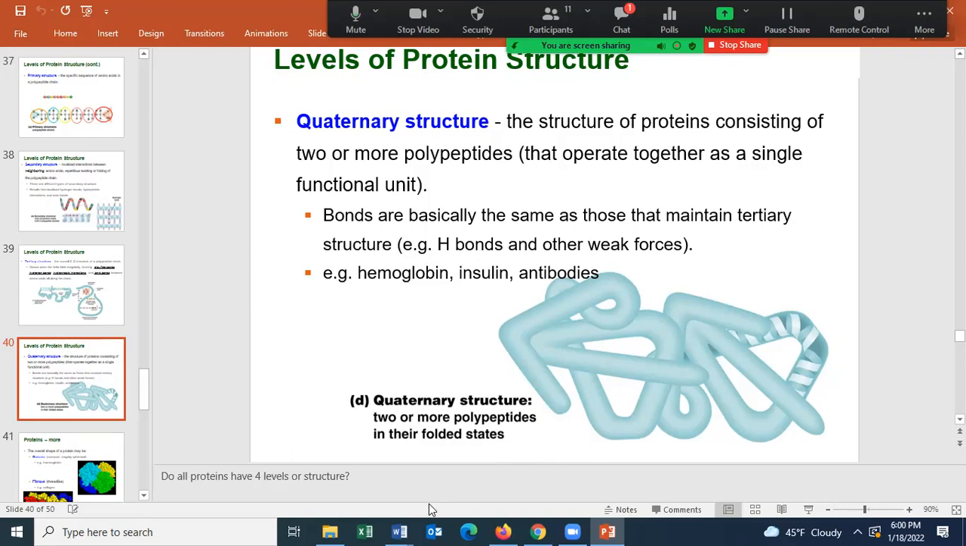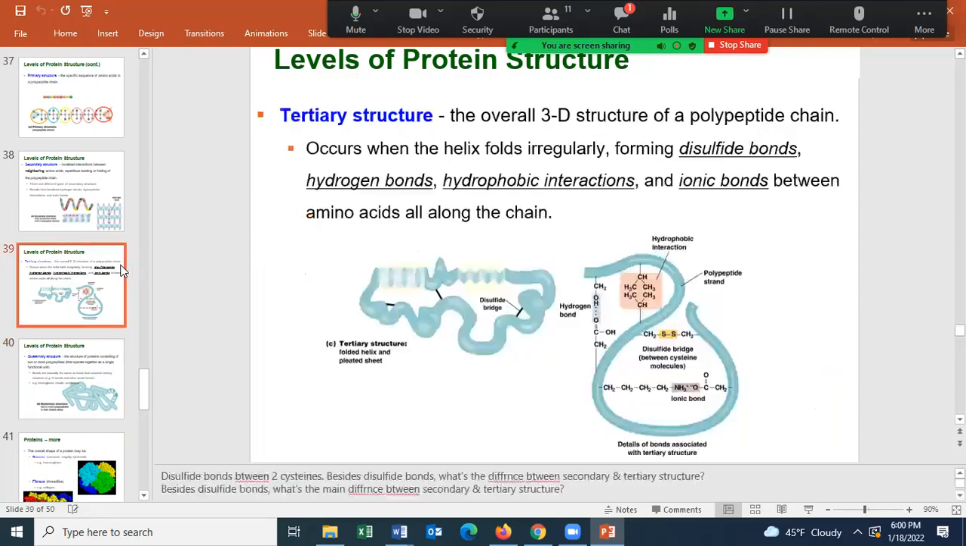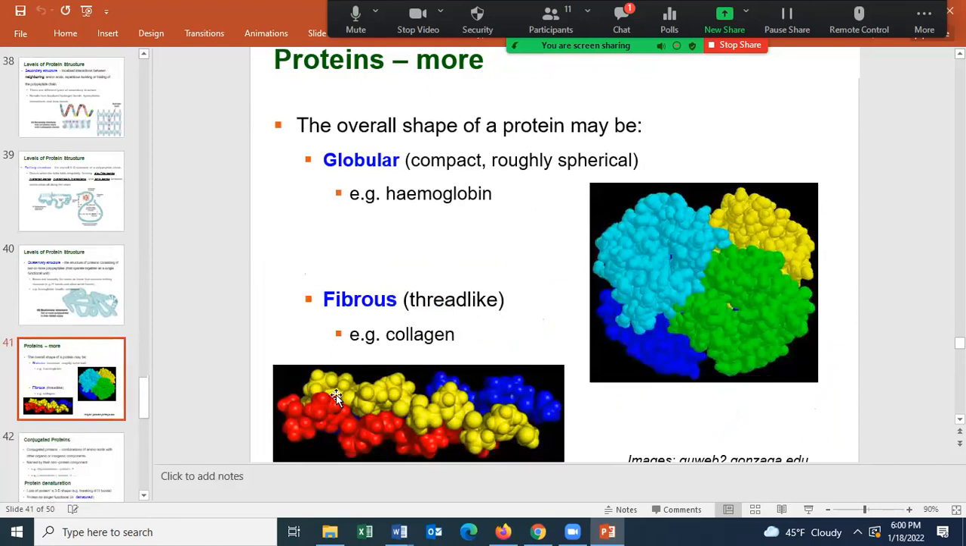All right, any question about that? So some proteins have a quaternary level of protein structure, but not all proteins do. If the protein is made up of only one polypeptide unit, then the highest it can go is a tertiary structure. All right.